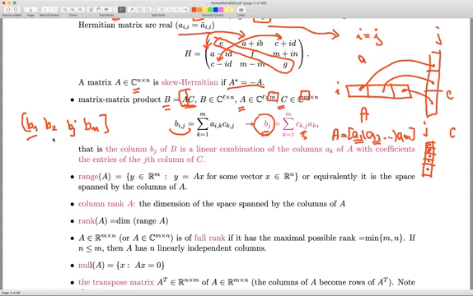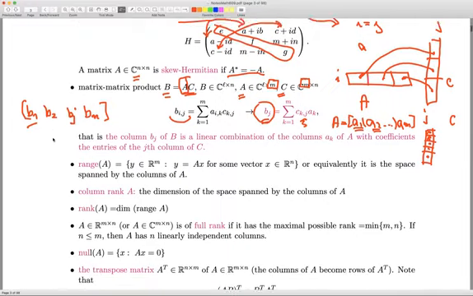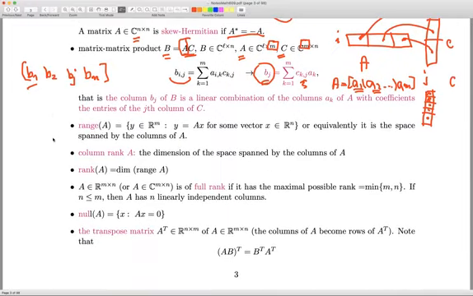What is the range of a matrix? The range of a matrix is the set of all y such that y is equal to Ax for some vector x in Rn, provided that we consider a matrix with real entries. So what does that mean? When the vector x marches within Rn, then we look at the image Ax, and the set of all these vectors is called the range of A.